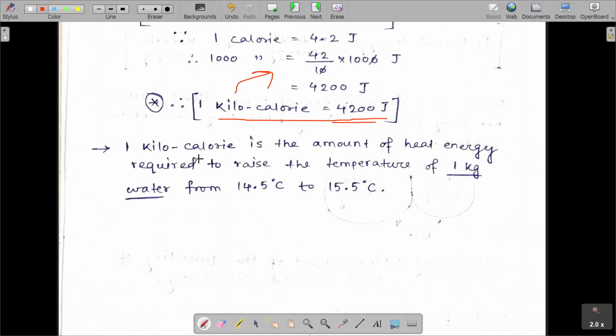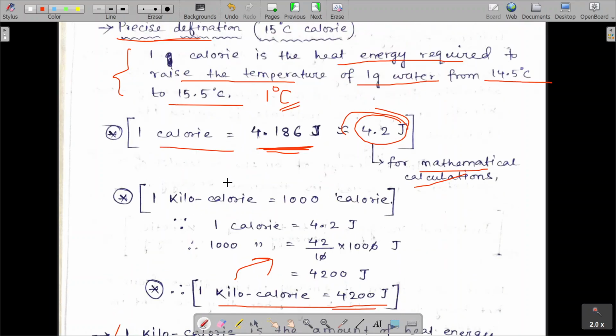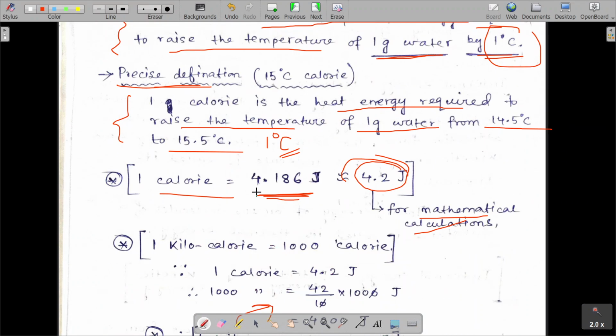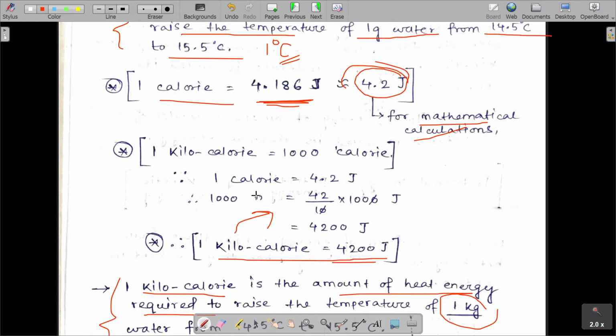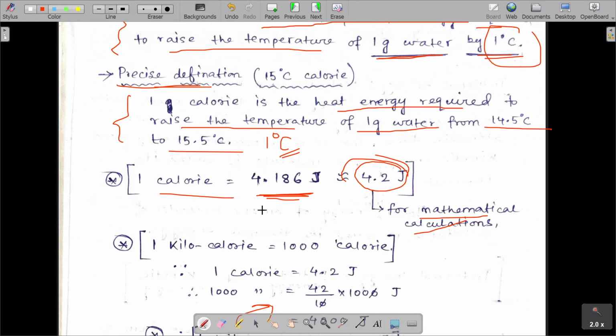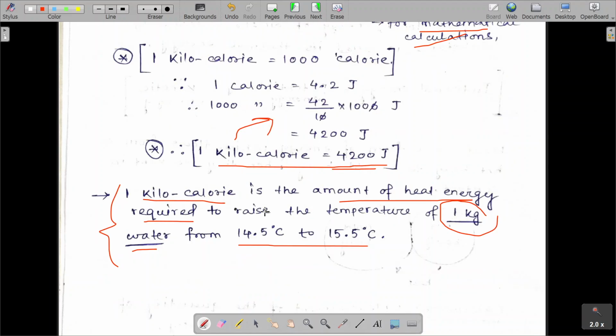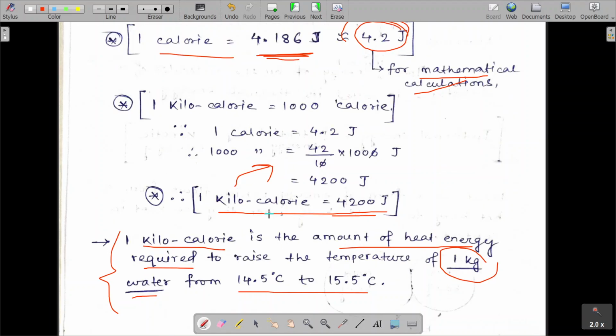What do you mean by 1 kilocalorie? 1 kilocalorie is the amount of heat energy required to raise the temperature of 1 kg of water from 14.5 degrees Celsius to 15.5 degrees Celsius. So this is the definition of 1 kilocalorie. These definitions are not frequently asked in board exams, like what is 1 calorie, but they are necessary for your MCQ part. So have a brief idea about these things.